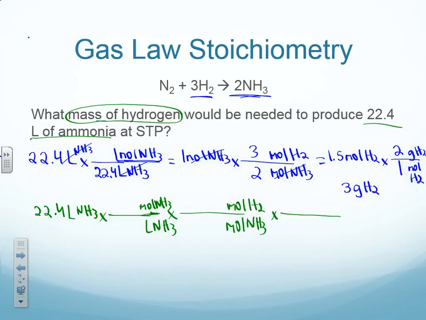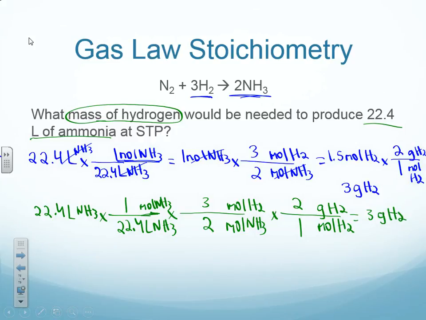And the last step, we're going from moles of hydrogen to grams of hydrogen. Okay, so I'll go ahead and fill in those numbers. Molar volume of gas is always 22.4 liters equals 1 mole. Ratio of coefficients, we're going to the balanced equation. Okay, molar mass, periodic table, and you will still get 3 grams of hydrogen.